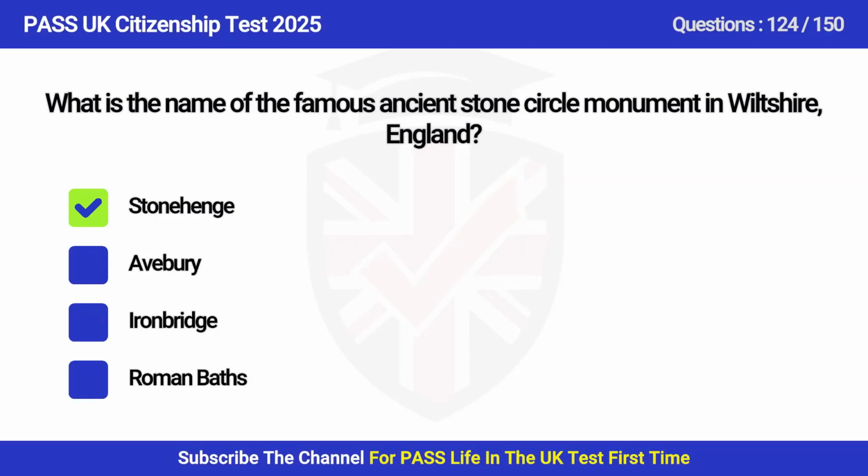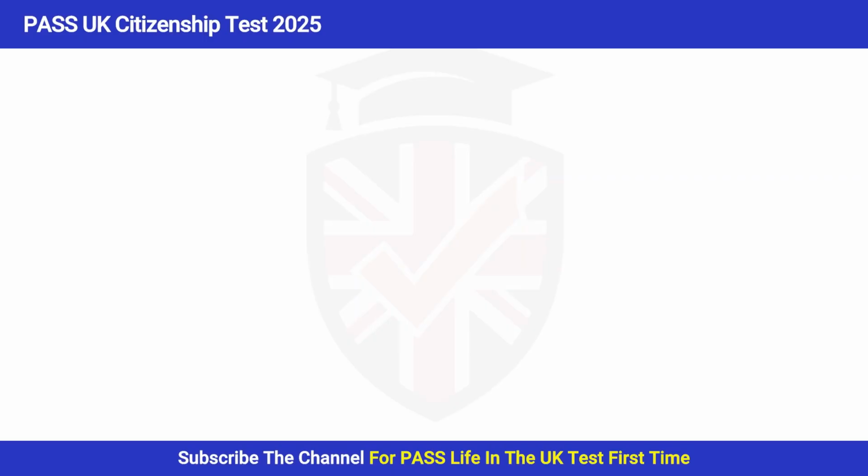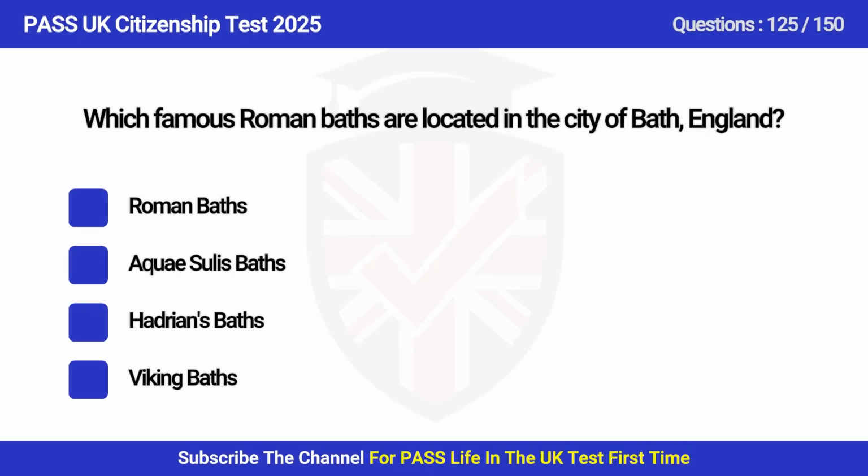Answer is A. Stonehenge. Stonehenge is a prehistoric monument on Salisbury Plain in Wiltshire, England, consisting of a ring of standing stones set within earthworks. Question 125. Which famous Roman baths are in the city of Bath, England? A. Roman Baths, B. C. Hadrian's Baths, D. Viking Baths.